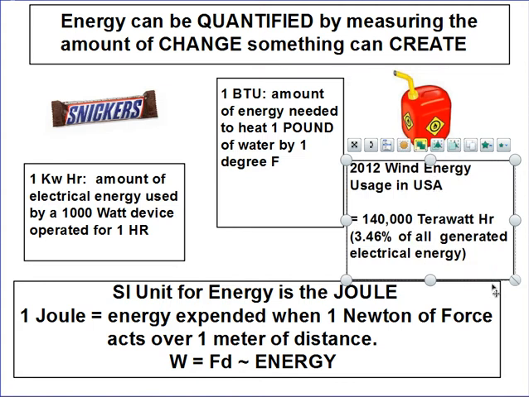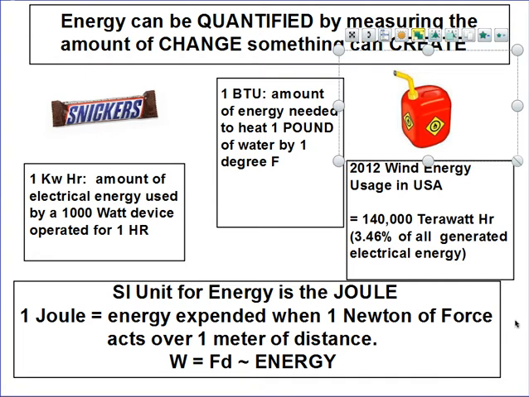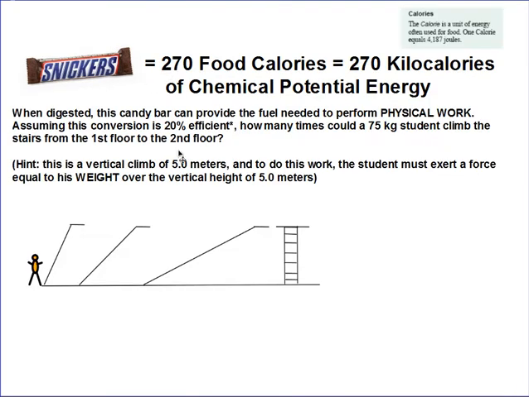And finally, let's just take a look at wind energy. Wind energy in the United States only accounted for about 3.46% of all of our generated electrical energy. We really do need to use wind energy quite a bit more. We have a lot of resource out there, and you're seeing wind farms popping up all over the place.